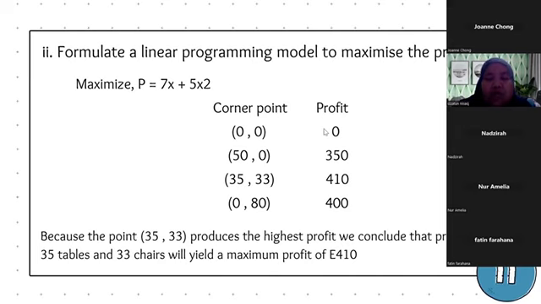So today I want to explain about linear programming model. From the graph, I found that the highest profit for this linear programming is at the point 35, 35, which is the profit value of 410. Because the highest profit for 35 tables and 35 chairs at maximum profit is 410. That's all. Thank you.